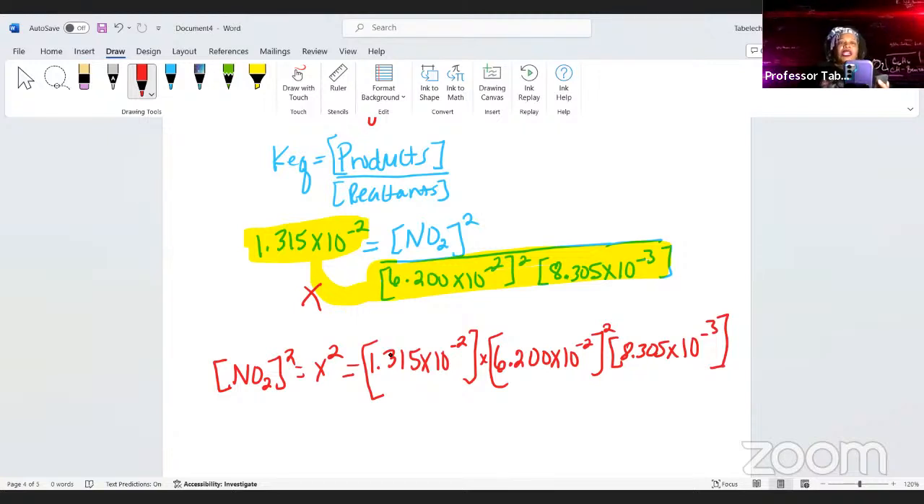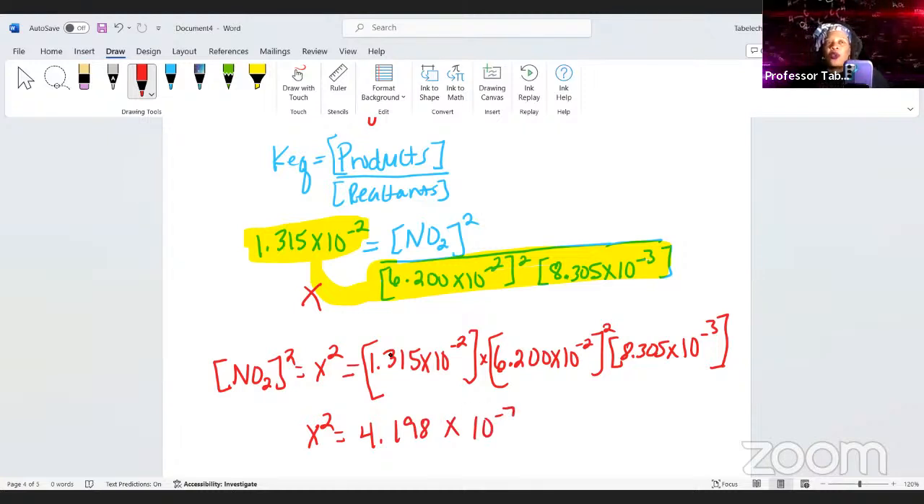We're almost done with this problem. So I'm going to take that 6.200 times 10 to the negative second power and square that, times 1.315 times 10 to the negative second power, times 8.305 times 10 to the negative third power. All of that is equal to this number right here. X squared, which again, you're looking for your NO2, is equal to 4.198 times 10 to the negative 7th.